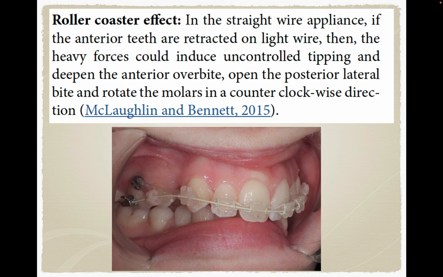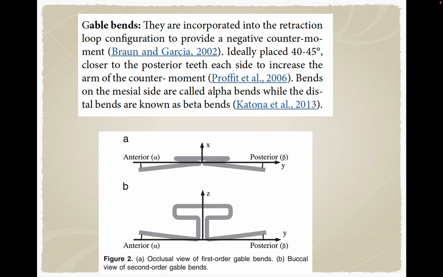The third effect is the roller coaster effect, and it happens if you do space closure, or mass retraction, on a nickel-titanium arch wire, because it's not rigid enough. So what's going to happen? We're going to have a bend in the middle here. The gable bend is a bend that is used when closing loop mechanics are used. Basically it counteracts, giving a negative counter moment, to counteract the moment that is generated by space closure. So it has two arms: beta, posterior to the bend, and alpha, anterior to the bend.